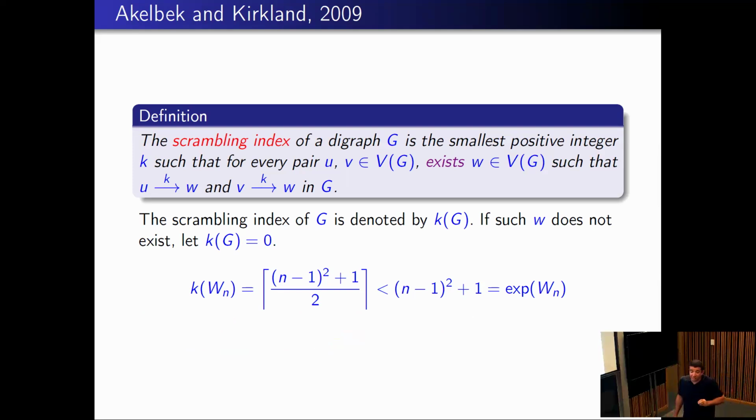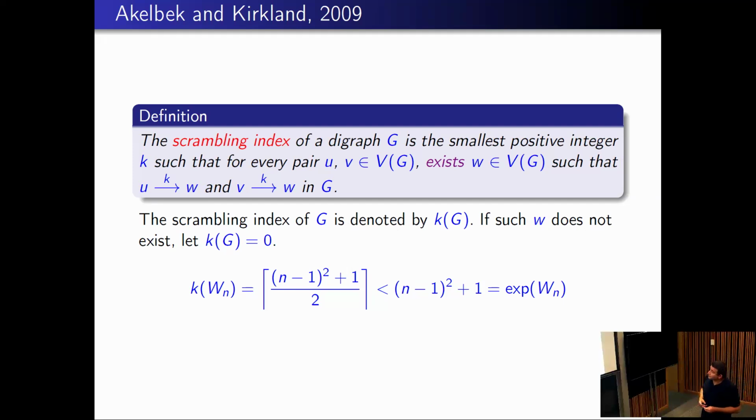There is a related notion, and now I again will start from graph theory direction. It is called the scrambling index of a graph, a similar numerical invariant. So I am looking for such a situation. It is the smallest positive integer k such that for any pair of vertices, I could always find a vertex in my graph such that I could reach this vertex by a path of length k.